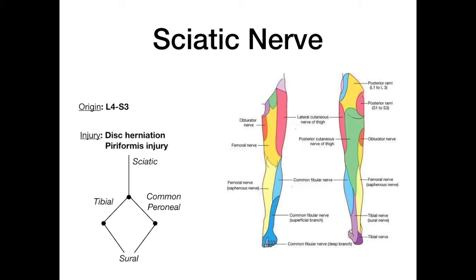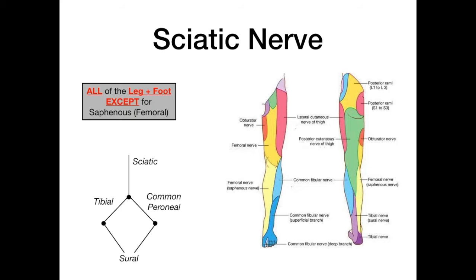So what I want you to take away from this is a couple things. First, damage to the sciatic nerve is done either through disc herniation or injury to the piriformis muscle, which sits right on top of the sciatic nerve. That's incredibly important. But the next really high yield bit is that all of the leg and the foot is innervated by the sciatic nerve with the exception of the saphenous branch of the femoral nerve, which I already talked about when we talked about the femoral nerve.